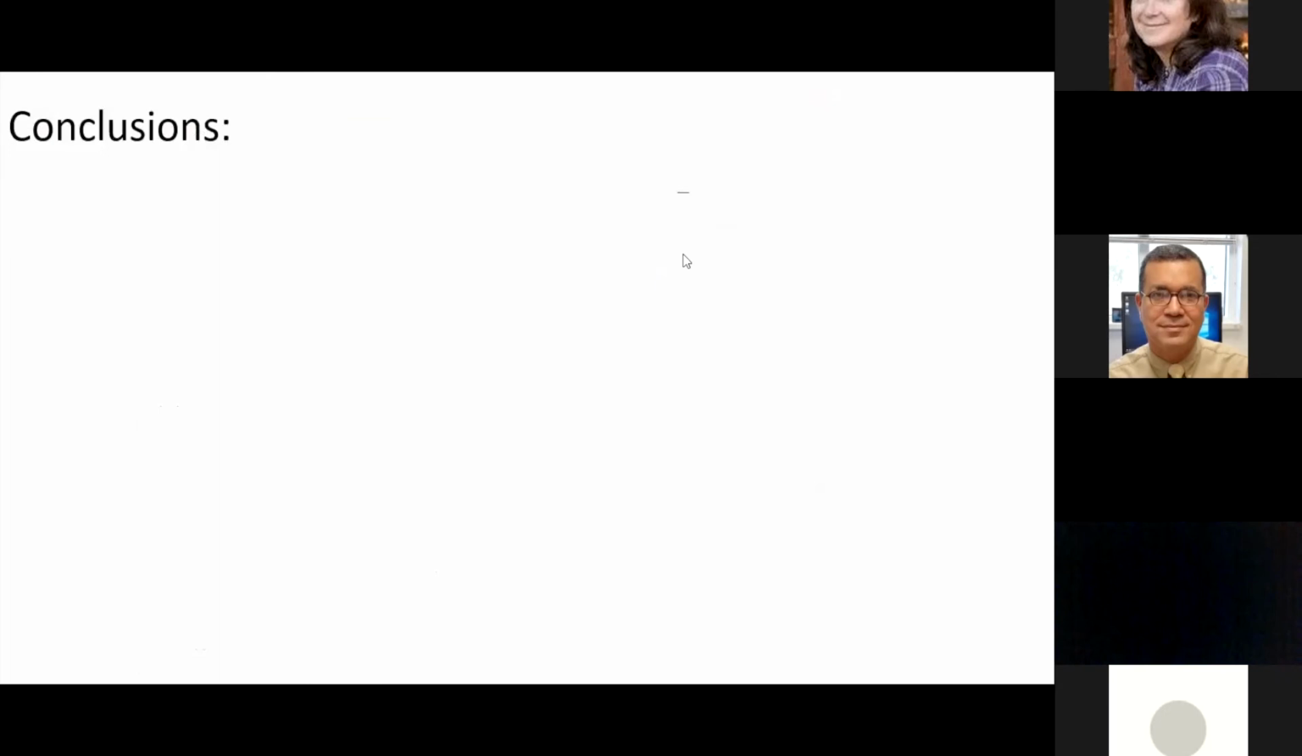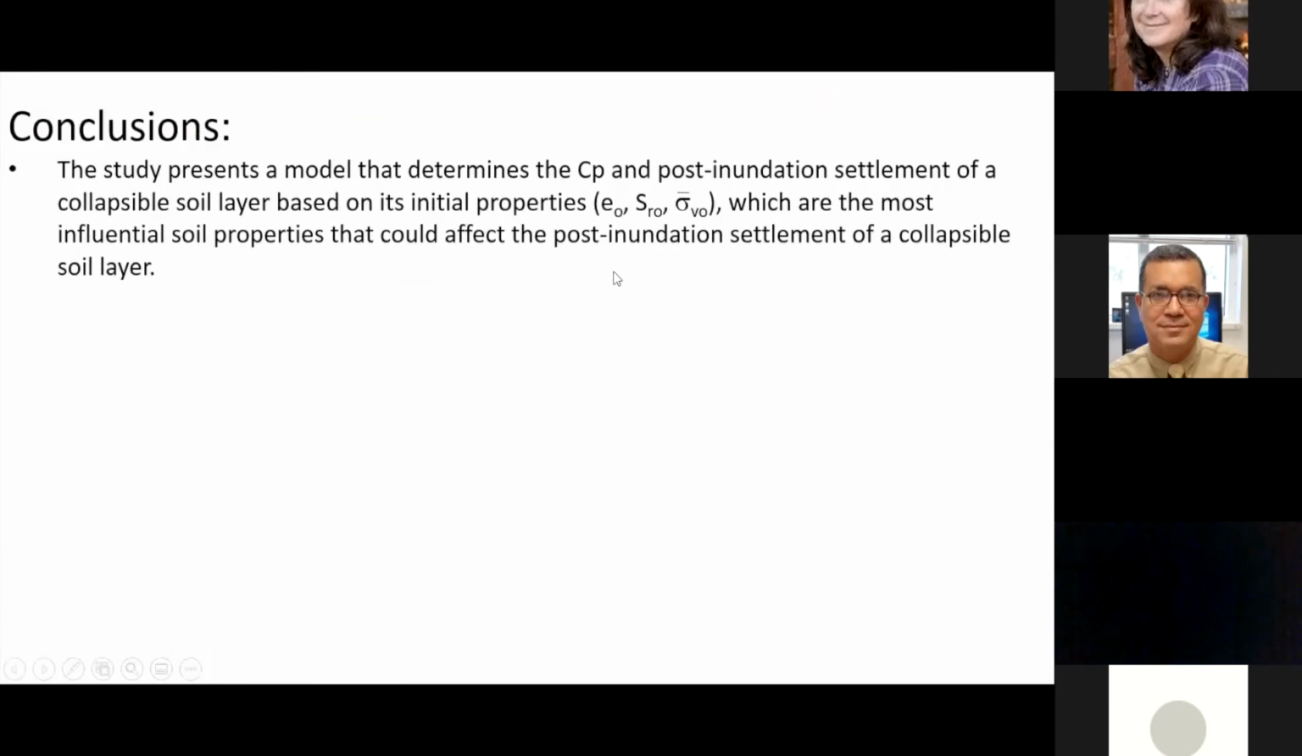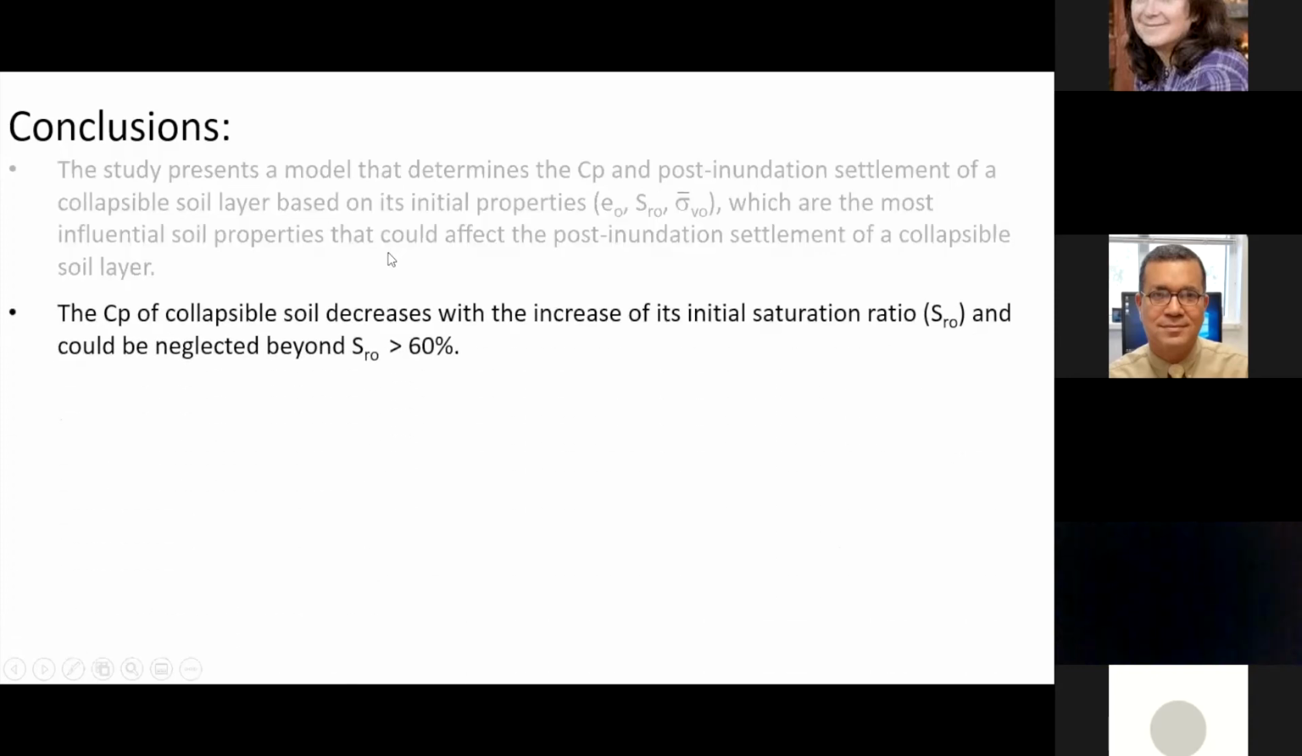In order to conclude what we are doing here, here is the conclusion that we can present: the study presents a model to determine the CP, the collapse potential of the unsaturated soil, based on the initial properties of the soil, which is a very good step in order to predict or calculate the amount of settlement for the post-inundation situation. This is a very good thing that we can gain out of that.